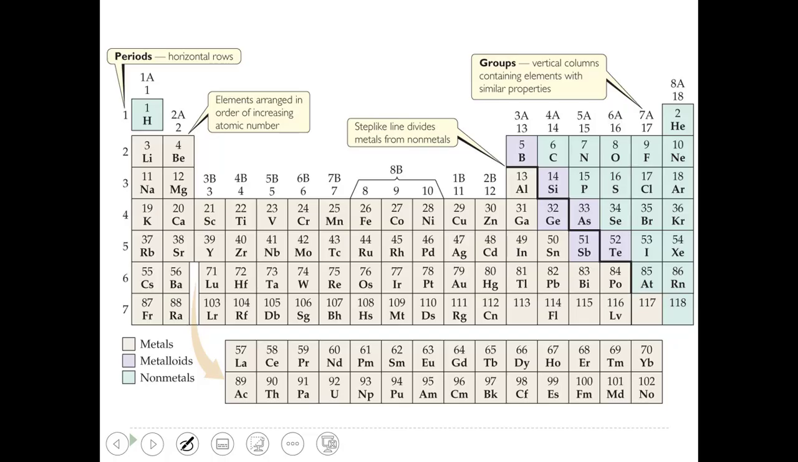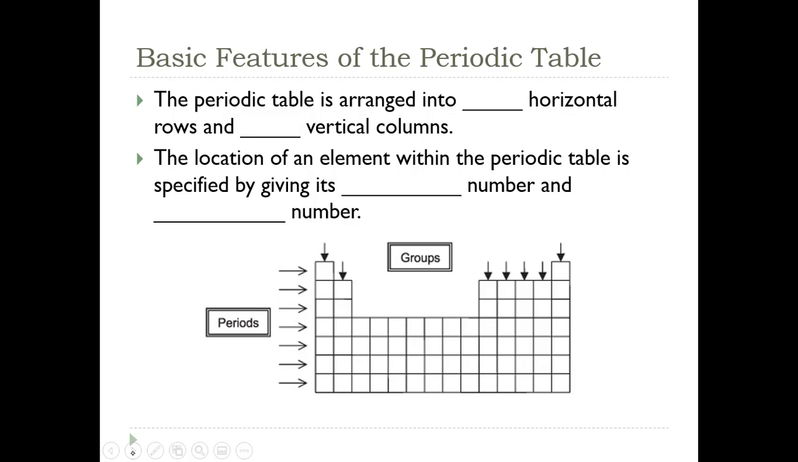Now that we have talked about what information we can typically find on the periodic table, let's talk about the actual layout of the periodic table. How is the periodic table laid out? The periodic table is arranged into 7 horizontal rows: 1, 2, 3, 4, 5, 6, 7. So 7 horizontal rows and 18 vertical columns, columns that go down.